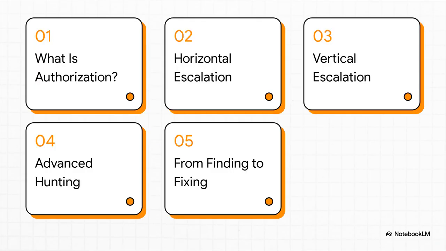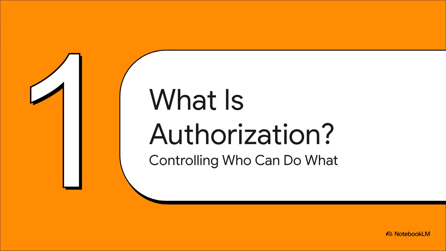So here's the game plan. We'll start with the absolute basics of what authorization even is. Then we'll get into the two big categories, horizontal and vertical escalation. From there, we'll level up with some advanced hunting techniques, and finally, we'll talk about how you go from finding a bug to actually getting it fixed. Okay, let's get into it.